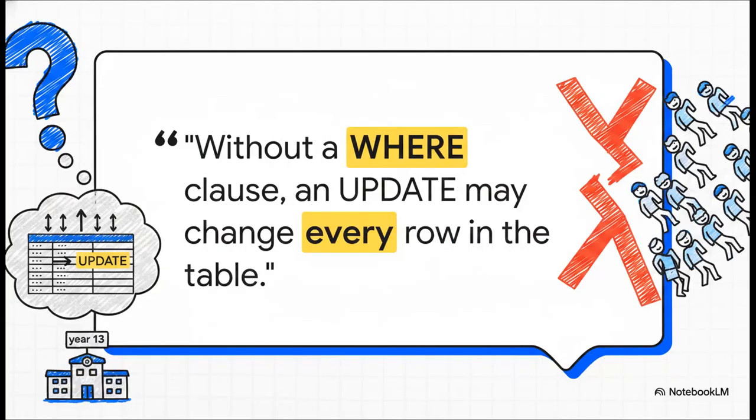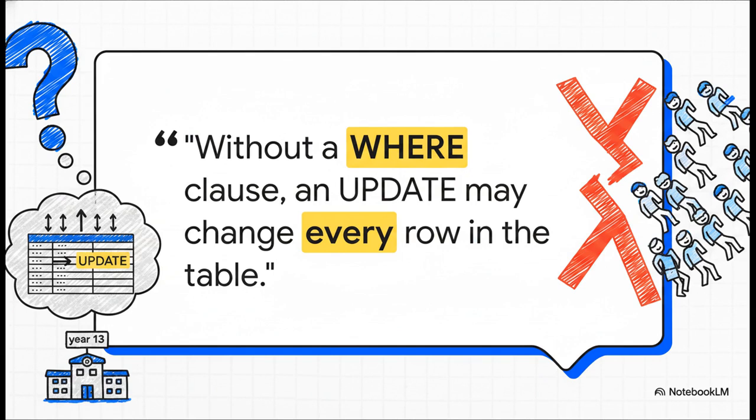And that brings me to this. Without a where clause, an update changes every row in the table. Literally let that sink in for a second. If we just forgot to type where student ID equals 101, we wouldn't have just moved Mina to year 13. Nope, we would have accidentally changed the whole school's grade all at once. Every single student from year 7 to 12 would suddenly be in year 13.